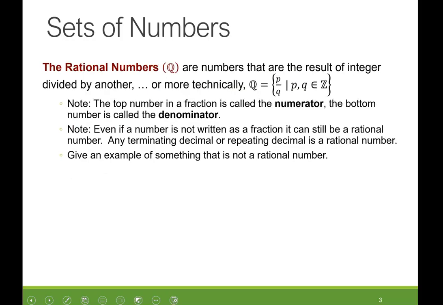All right. Next up are the rational numbers. That's Q. We define the rational numbers as the quotient of two integers, with the one caveat that you're not dividing by 0. So we usually say that Q is p over q, where p and q are integers and q is not 0.